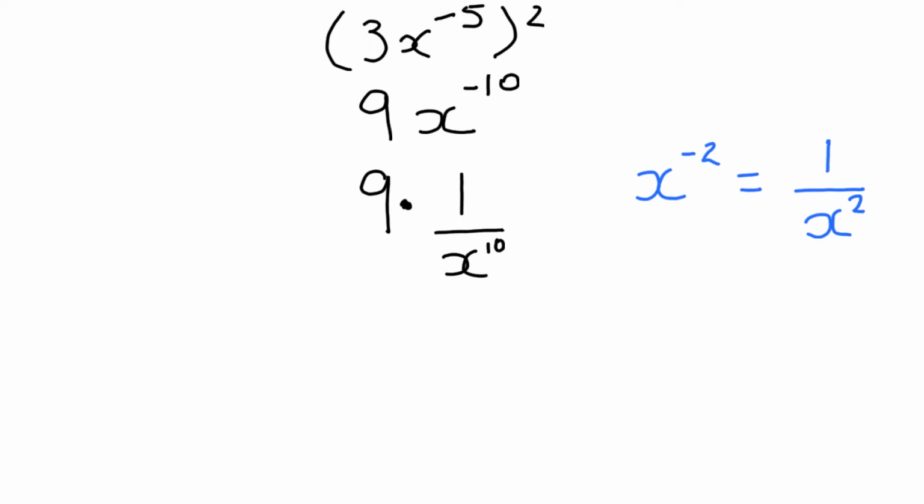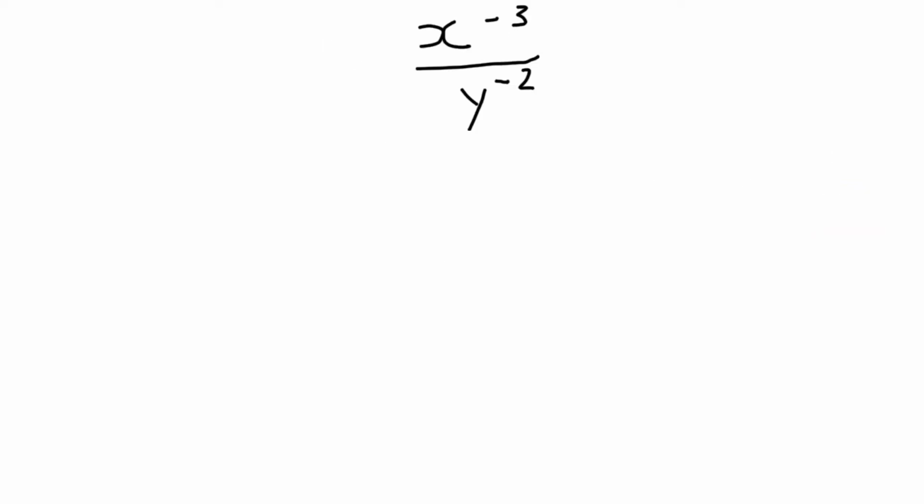Now we can clean this up a little bit, because we know 9 times 1 is 9. And we leave the bottom, the denominator, as x to the power of 10. Perfect. And that's simplifying negative exponents until we have no more negative exponents.